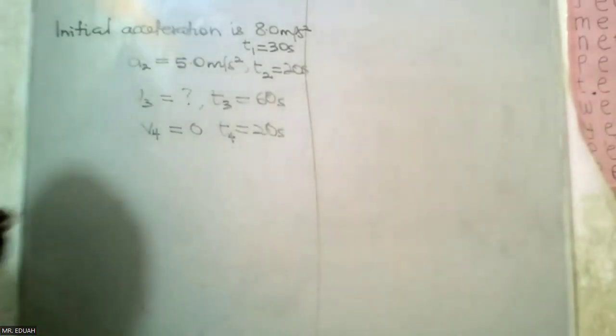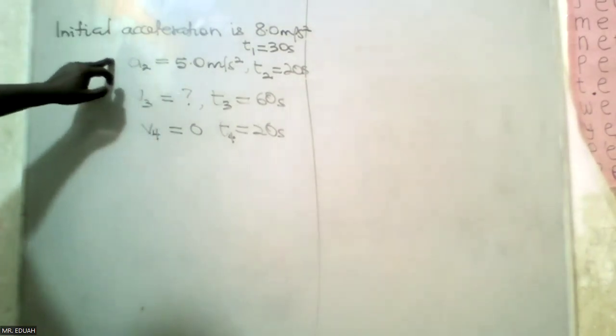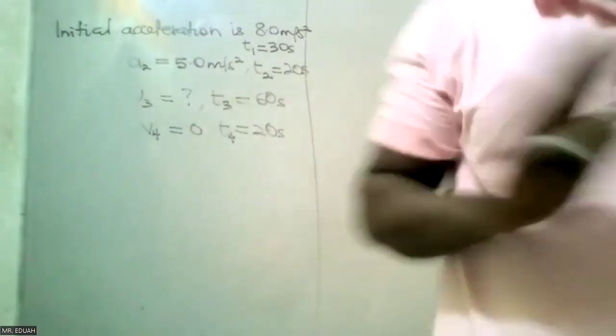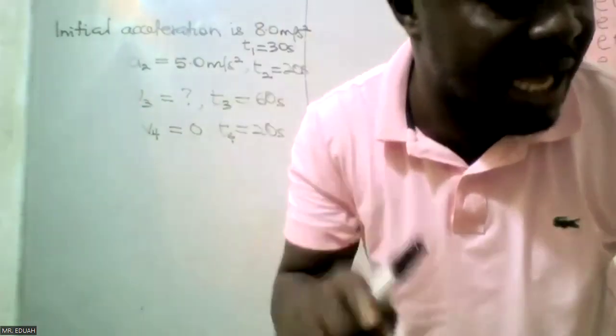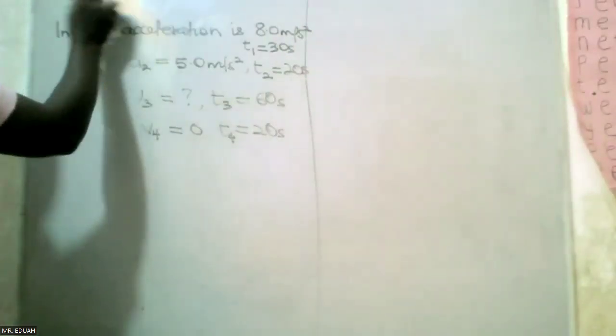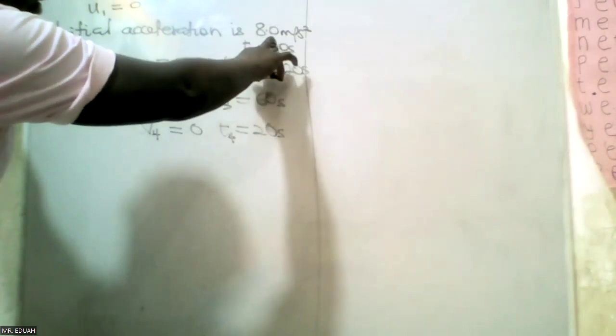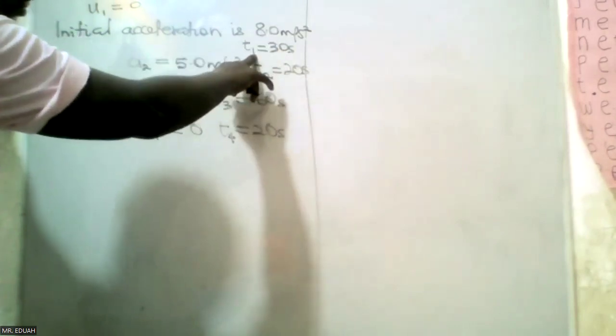Now, let's look at when a body accelerates. Acceleration goes with an increase in speed. We are told the body starts from rest, meaning that the initial velocity is 0. So U1 is equal to 0. If U1 is 0 and it accelerates uniformly at 8.0 meters per second squared within a time of 30 seconds, what will be the final velocity?